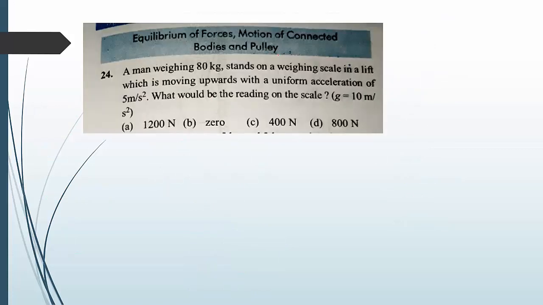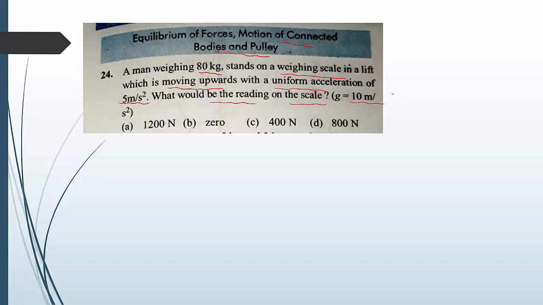Now we go for the third part of applied MCQs. The third part questions are related to equilibrium of forces, motion of connected bodies and pulling. That is the 24th question. A man weighing 80 kg stands on a weighing scale in a lift which is moving upward with uniform acceleration of 5 meter per second square. What would be the reading on the scale? G value is given as 10 meter per second square.